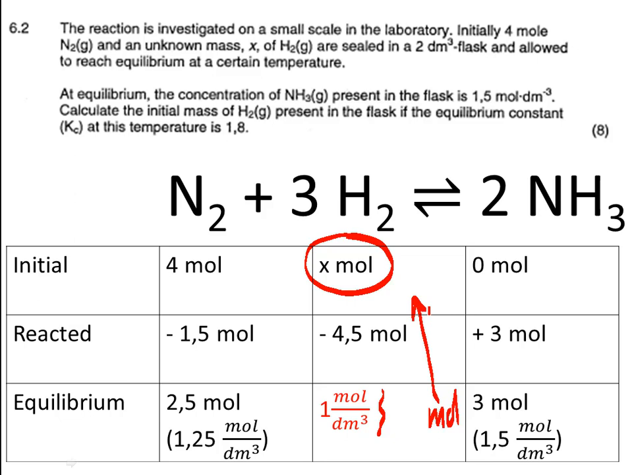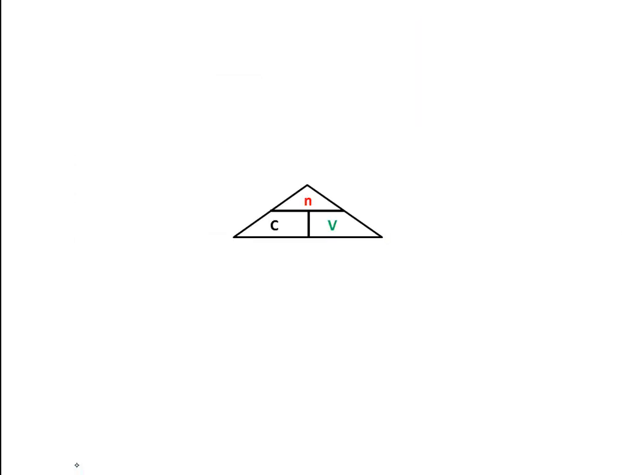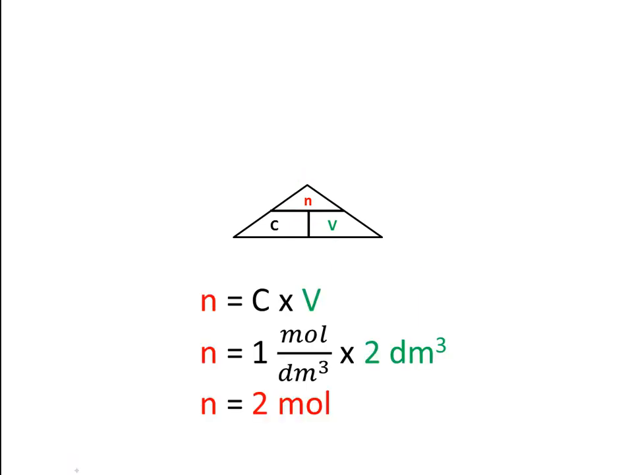So we need to now convert this concentration into its equivalent number of moles, remembering that the volume of this flask is 2 decimeter cubed. So how do we do that? We again make use of this relationship and we're trying to find N. We know the concentration, we've just calculated it, it's 1 molar, and we know the volume, it's in the question, it's 2 decimeter cubed. So it's a very simple calculation. We simply multiply 1 mole per decimeter cubed by 2 decimeter cubed. Notice how decimeter cubes cancel and we're left with mole. 1 times 2 is 2 mole.